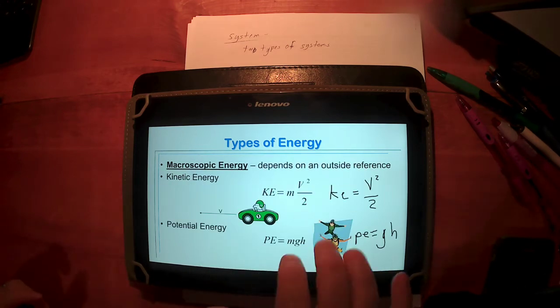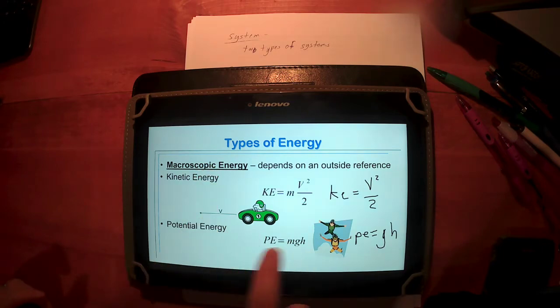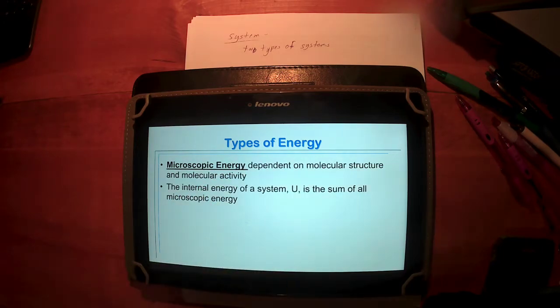Those are macroscopic energies. This is microscopic energy. Microscopic energy is dependent on something else. It's dependent on the molecules, the particles, the motion, and the energy level of those particles. So this is energy at essentially the atomic level or even subatomic level, depending on what you're dealing with. The internal energy will be represented as U.